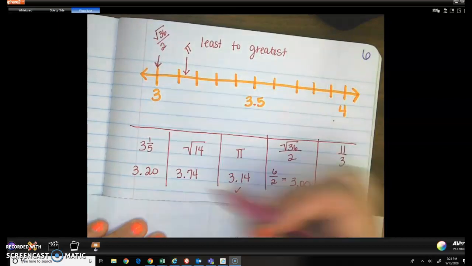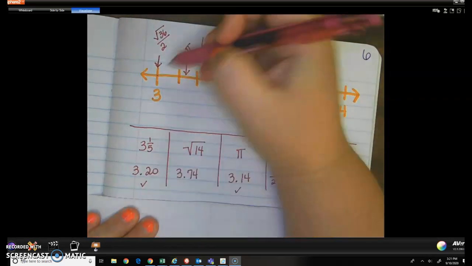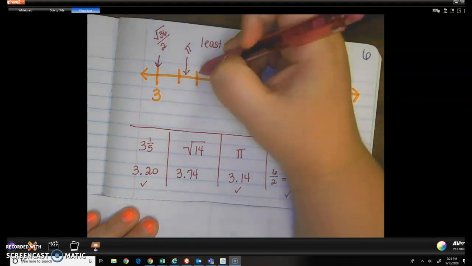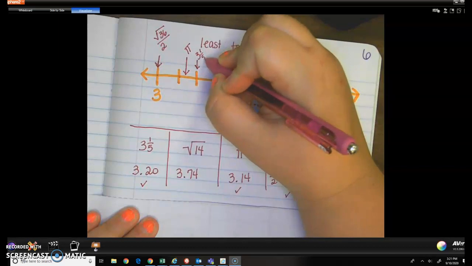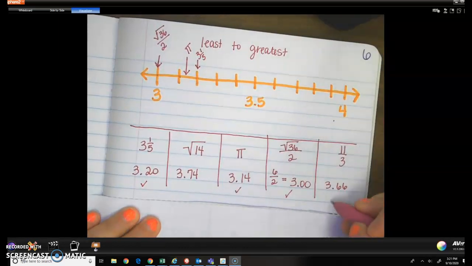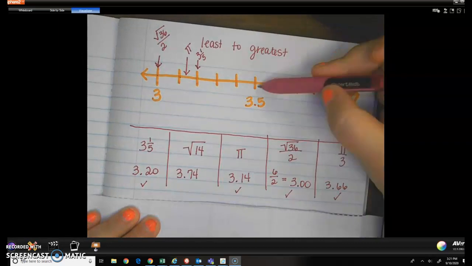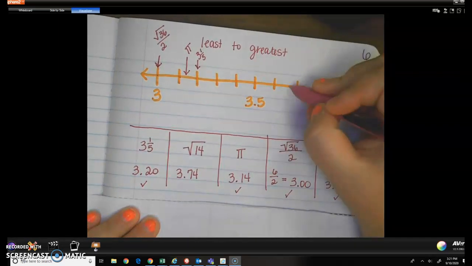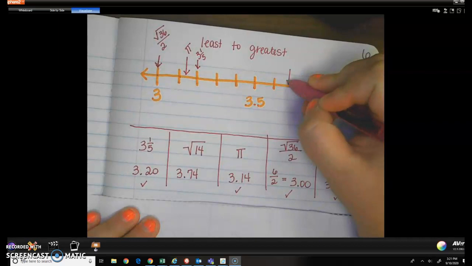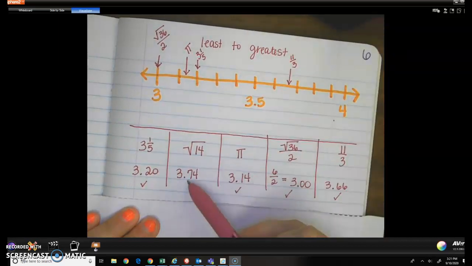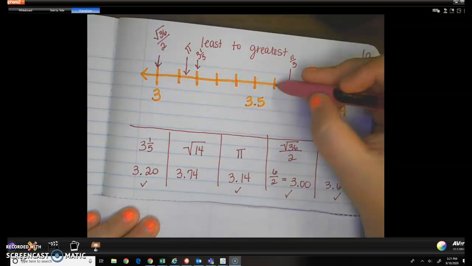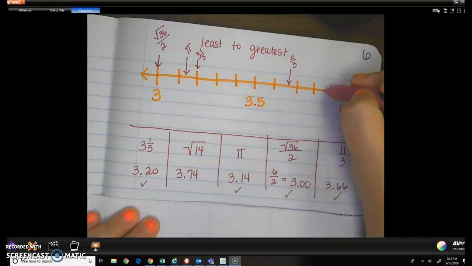My next smallest is 3 1/5, which is 3.2. So 3.1, 3.2. So put 3 1/5 there. My next smallest is 11/3. So I'm going to go 3.5, 3.6, past my 3.6. That's my 11/3. And then my last one is 3.74, so 5, 6, 7.4, which is my square root of 14.